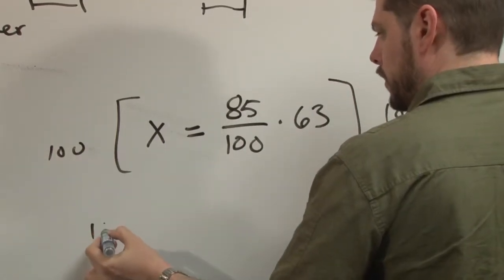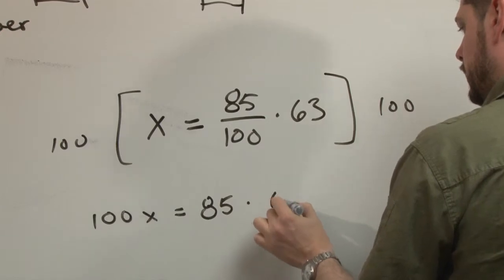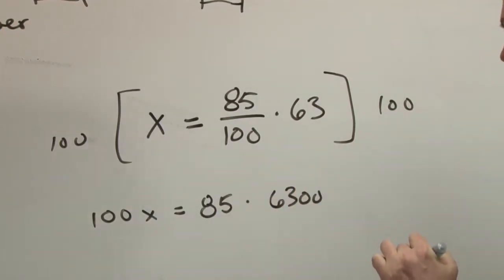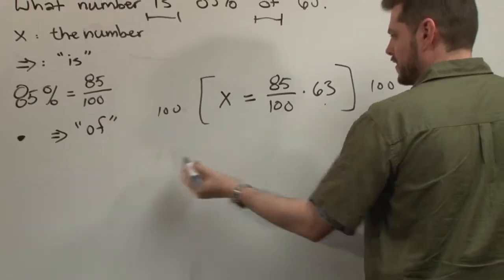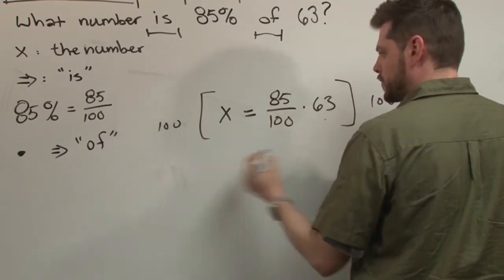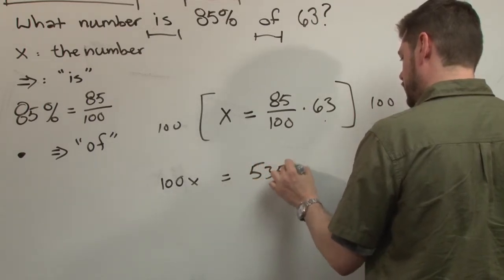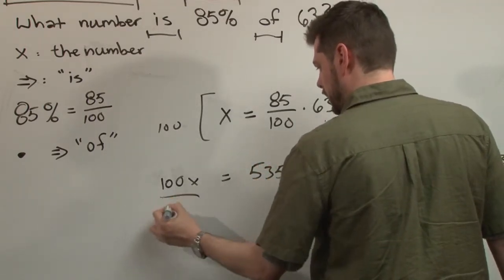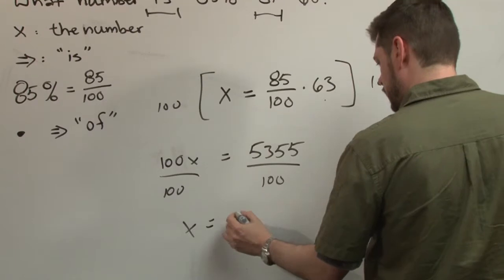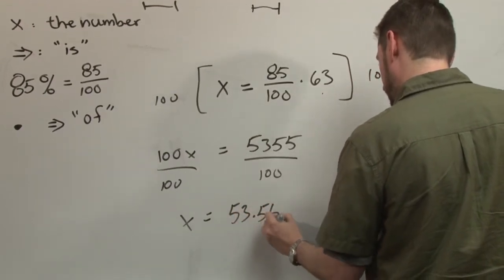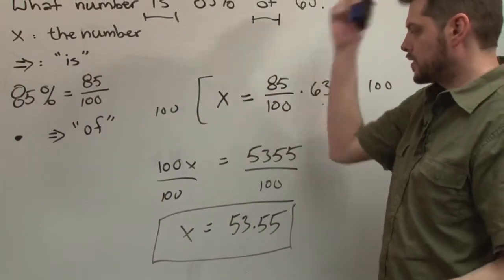So I get 100x equals 85 times 6,300. And then let's see. I don't have my calculator here, so I'm going to have to do some quick work here. So multiplying both sides by 100, I get 100x on the left-hand side, and I get 5355 on the other side. Dividing by 100, I get x equals 53.55. And that is the number that is 85% of 63.